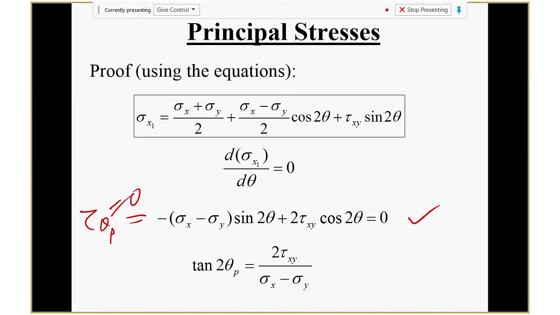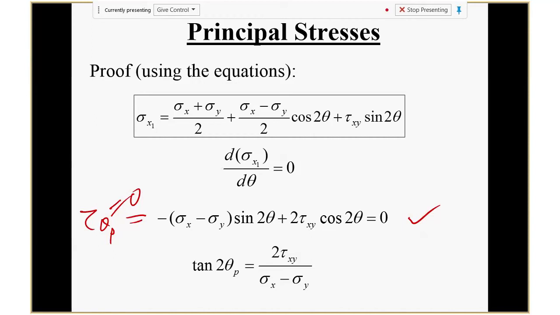What does that mean? That means this principal direction is really a special direction. In this direction, you only have the normal stress that takes maximum or minimum, and the shear on this surface is 0. So in the principal direction, there is only normal stress. There's no shear. All right?